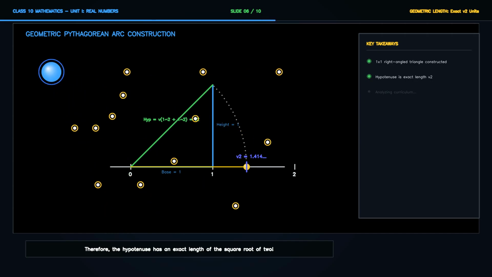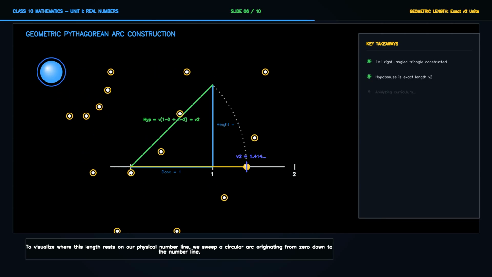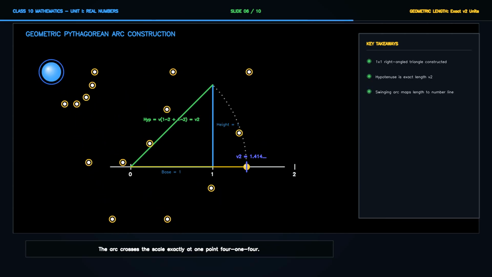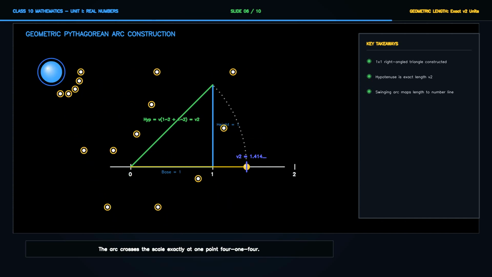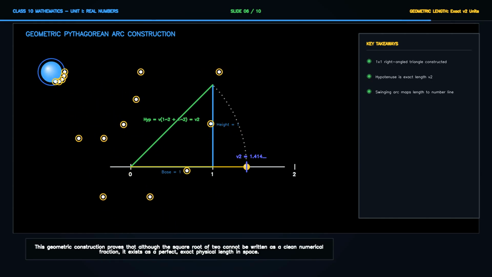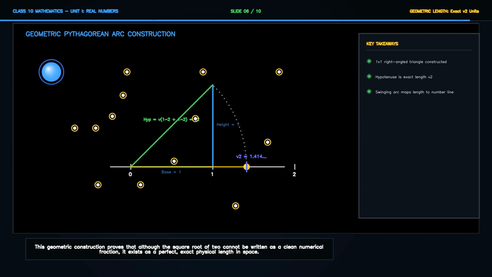To visualize where this length rests on our physical number line, we sweep a circular arc originating from 0 down to the number line. The arc crosses the scale exactly at 1.414. This geometric construction proves that although the square root of 2 cannot be written as a clean numerical fraction, it exists as a perfect, exact physical length in space.